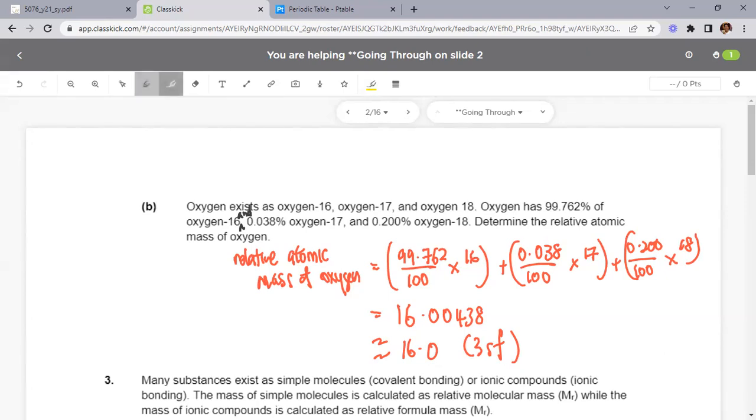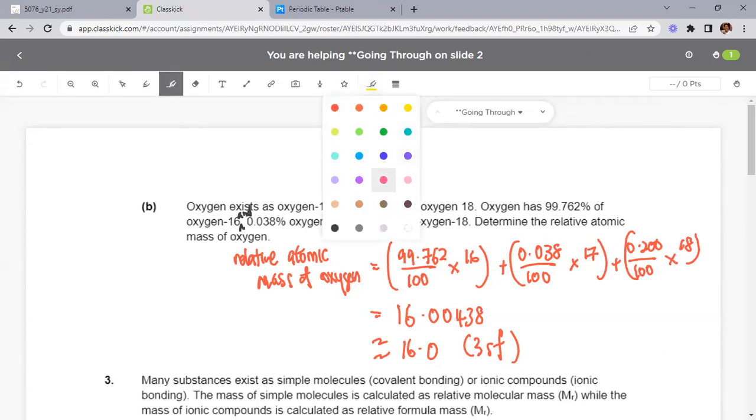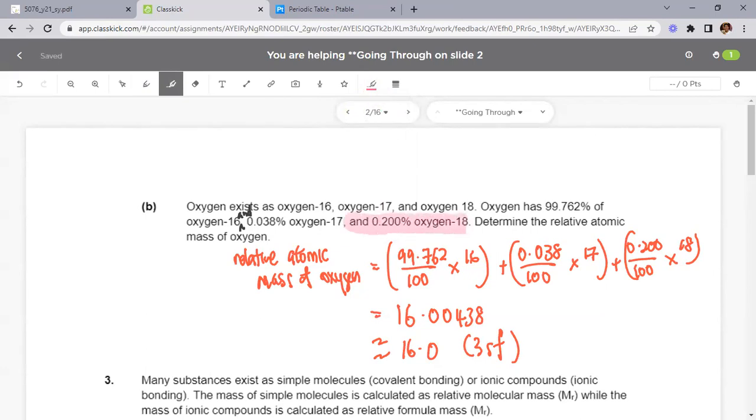Then this whole part that I'm highlighting in red, I delete it off. So I only tell you the percentages of oxygen 16 and oxygen 17. I don't tell you about oxygen 18 at all. What you need to do is take 100% minus the 99.762 minus the 0.038 to find out how much oxygen 18 there is.